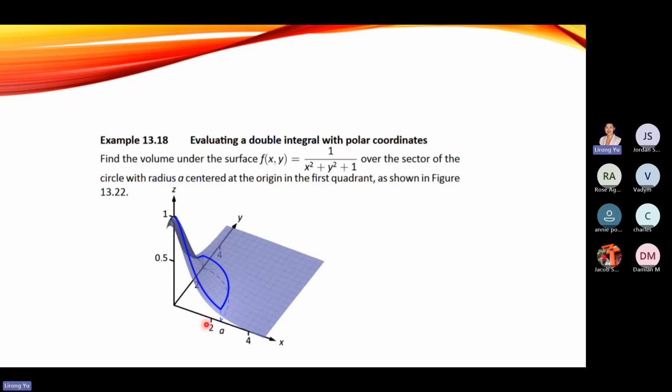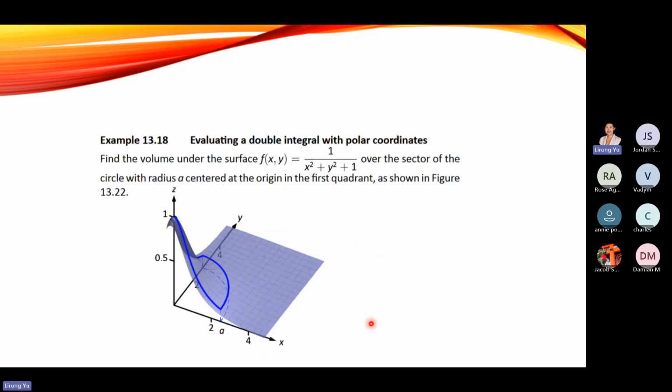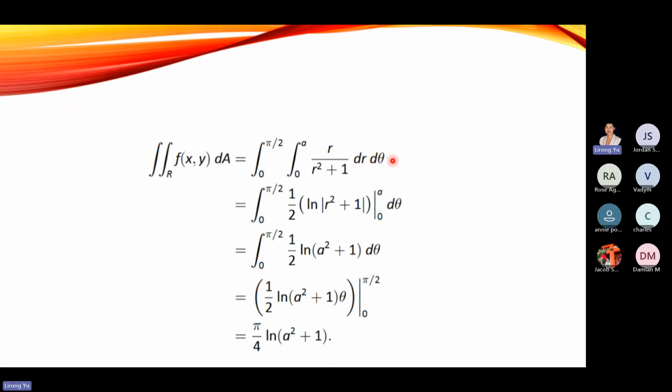So if it's a circular integration region, theta is from 0 to 90 degrees, or 0 to pi over 2. The r is from 0 to a. So after changing to polar coordinates, with x squared plus y squared equal to r squared, this is going to be 1 over r squared plus 1, and then we have r dr d theta. So that's the integration function.